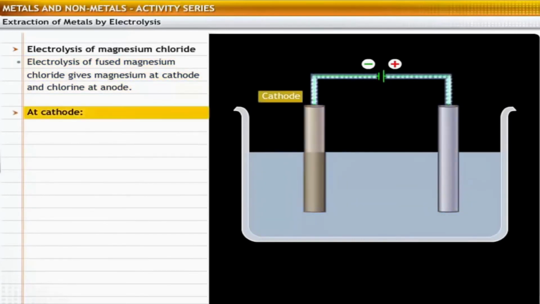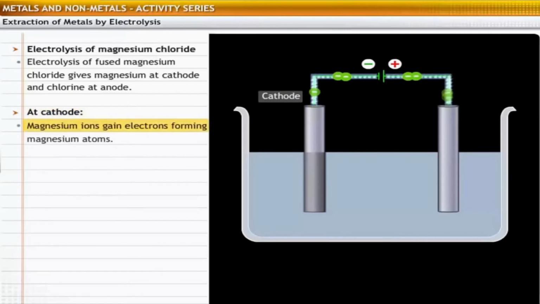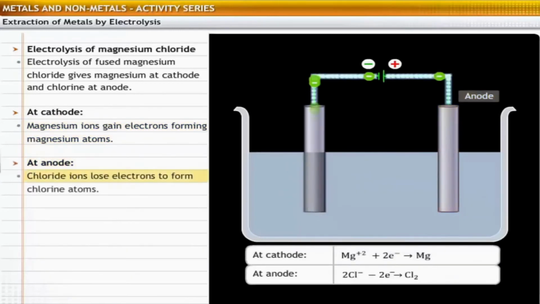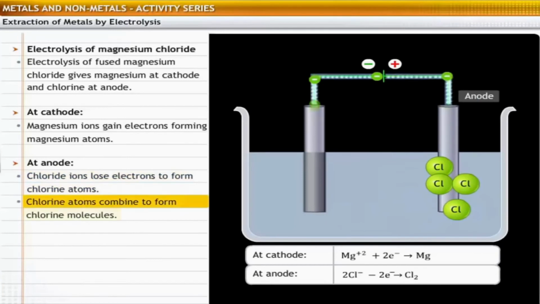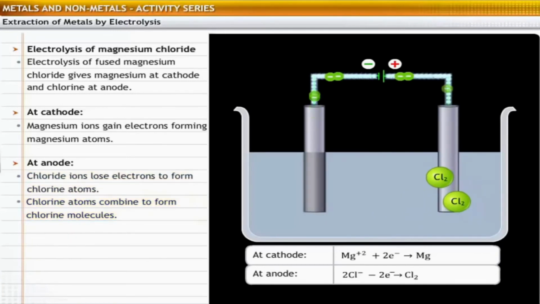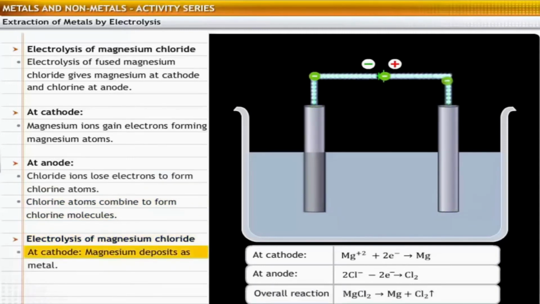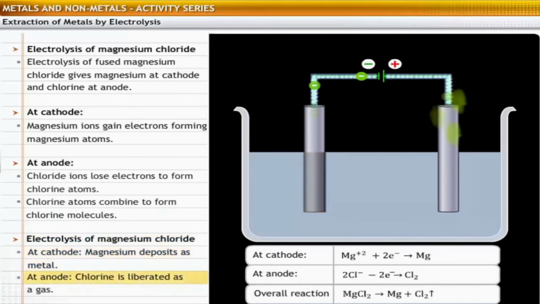During the reaction at cathode, the reduction of magnesium chloride occurs due to gain of electrons. Magnesium ions gain electrons forming magnesium atoms. During the reaction at anode, chloride ions get oxidized due to loss of electrons. Thus, chloride ions lose electrons to form chlorine atoms. Chlorine atoms combine to form chlorine molecules. Thus, as a result of electrolysis of magnesium chloride, magnesium metal is deposited at the cathode, and chlorine is liberated as a gas at the anode.